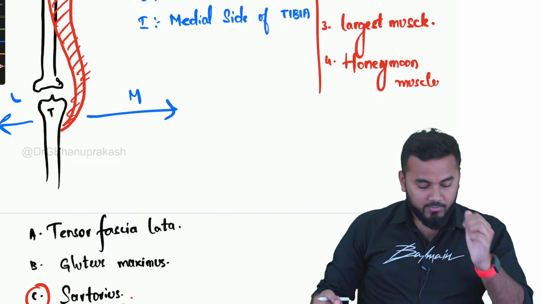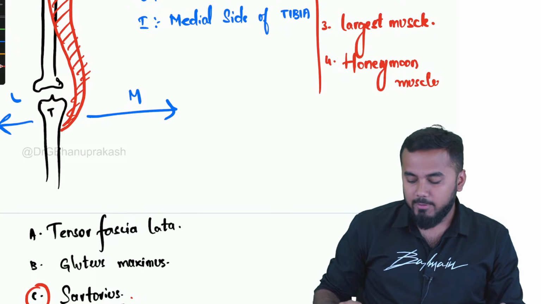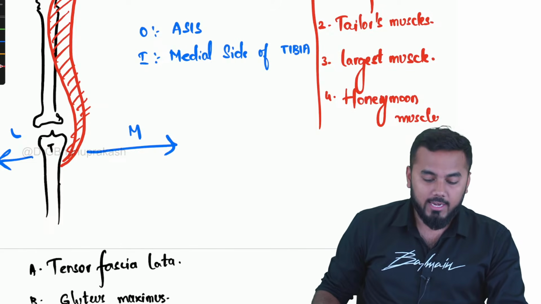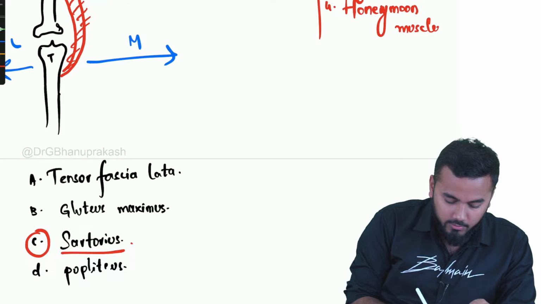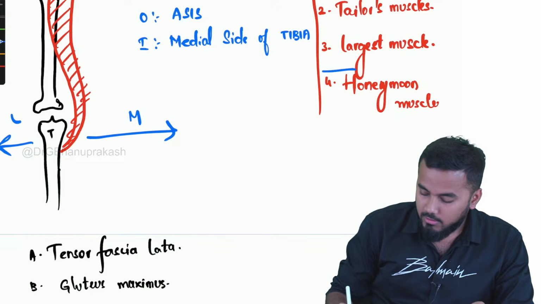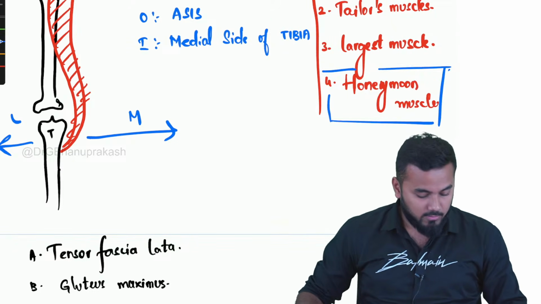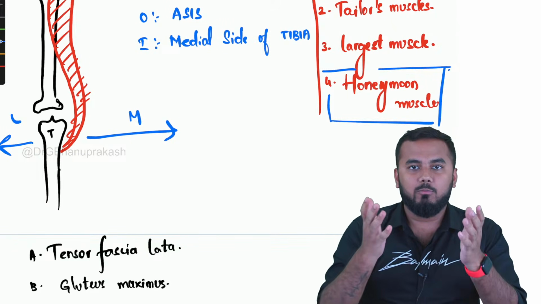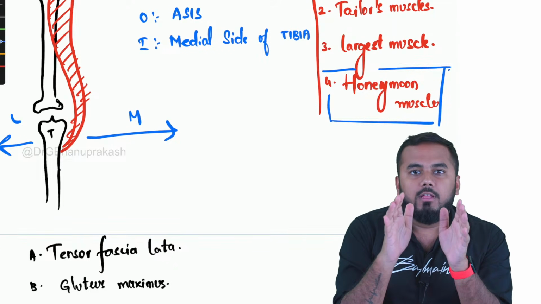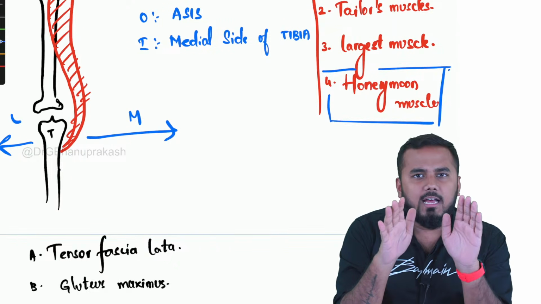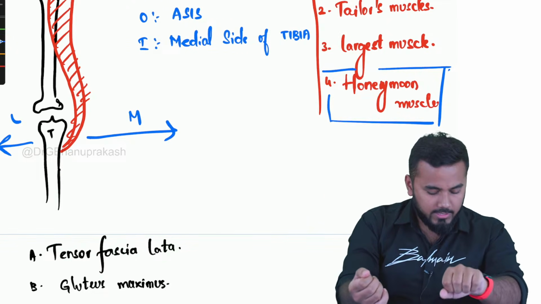Fixed, fine. So my question is, why is it called the honeymoon muscle? See, what do you do in the honeymoon, guys? Now, I know that all of you have not reached that stage, but whatever you do right now is called a pre-honeymoon, right? Whatever it is. So why it is called the honeymoon muscle is that this sartorius muscle is responsible. For example, these are my thighs. Don't take me wrong.